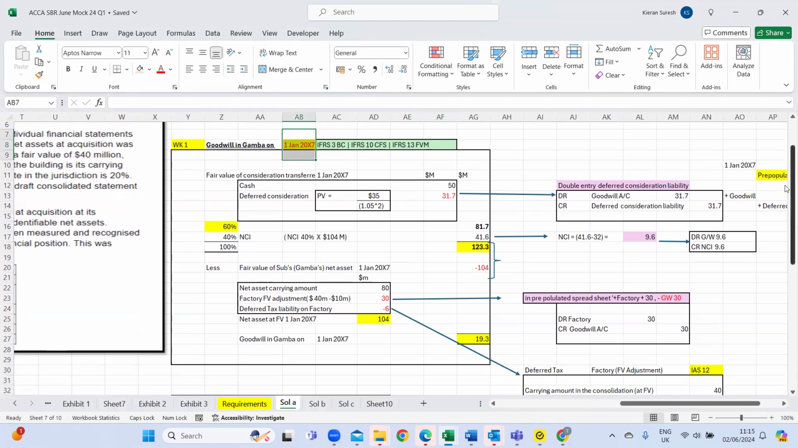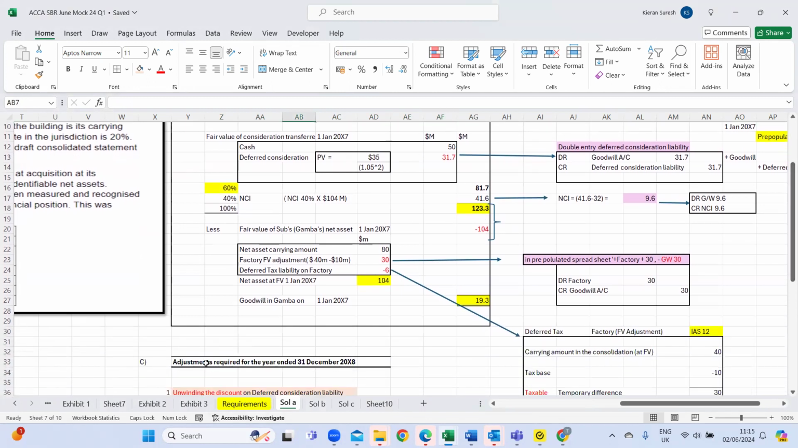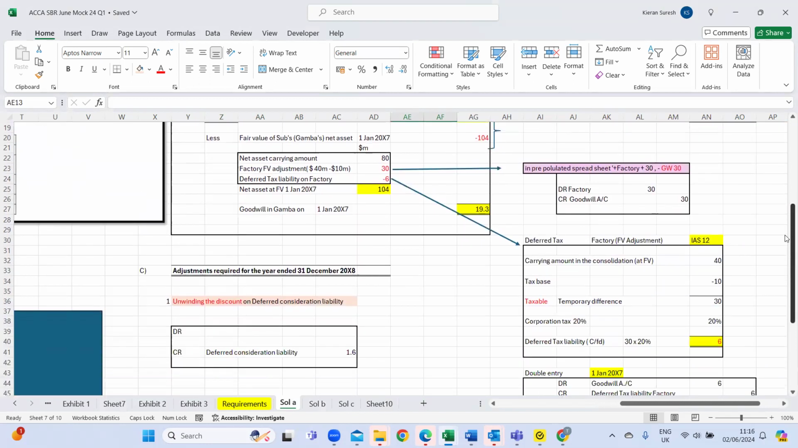Now we are reaching the reporting date, and these are the additional adjustments that are needed. We know that 1 year is finished, so the liability needs to be increased. We need to unwind the discount factor, 1 year of discount, right? So we need to increase this figure by multiplying with the discount factor.